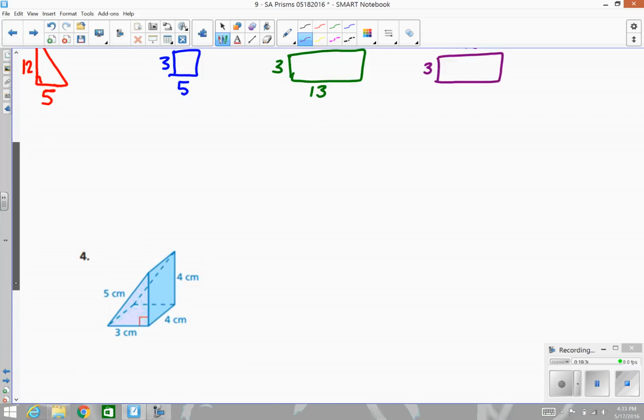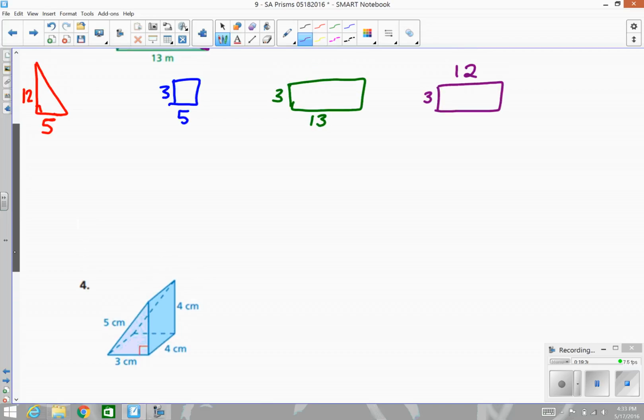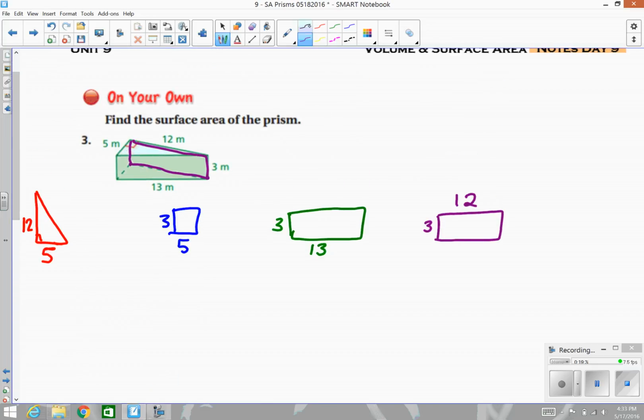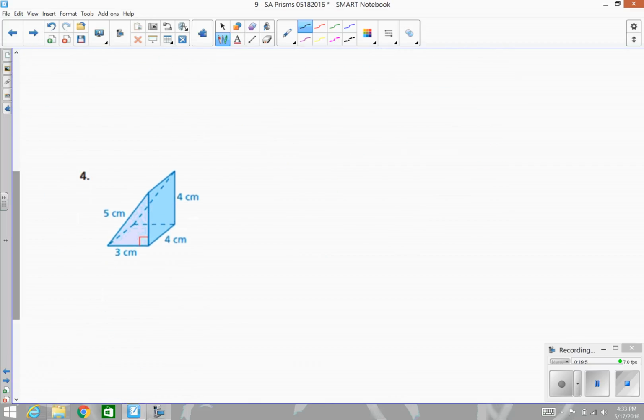And then I would also like you to do number 4 as well. I can let you know that your final answer for number 3 should be 150 meters squared. So when you're done, if you're not getting that answer, you did it wrong. And when you try number 4, you should be getting 60 centimeters squared. And again, if you're not getting those answers, you did something wrong. So go back and work it through with your partner.